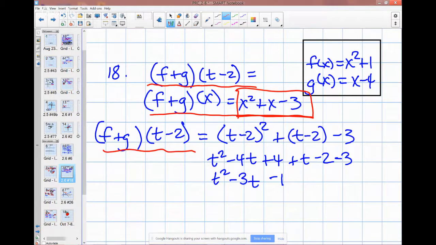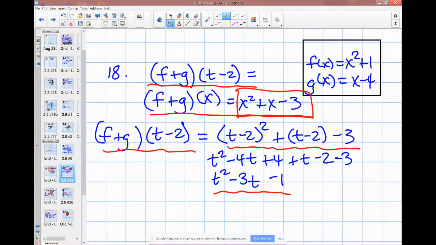So now plug in a t minus 2 up here wherever there's an x. I plugged in a t minus 2 for x. And then, of course, you've got a little bit of hammering: you have to take t minus 2 times t minus 2. By the way, don't forget about your middle term, right? And then just gather the like terms.